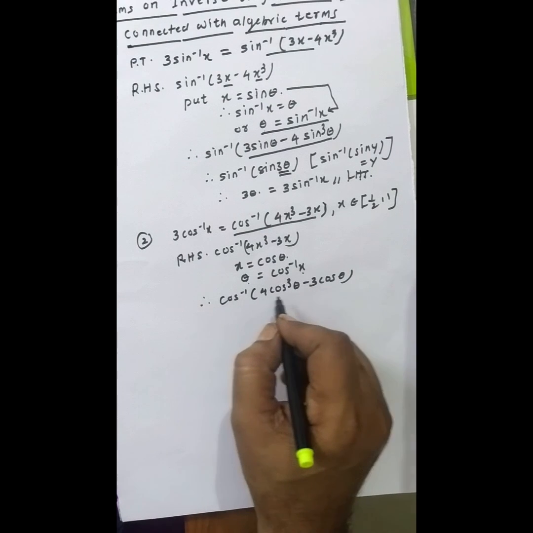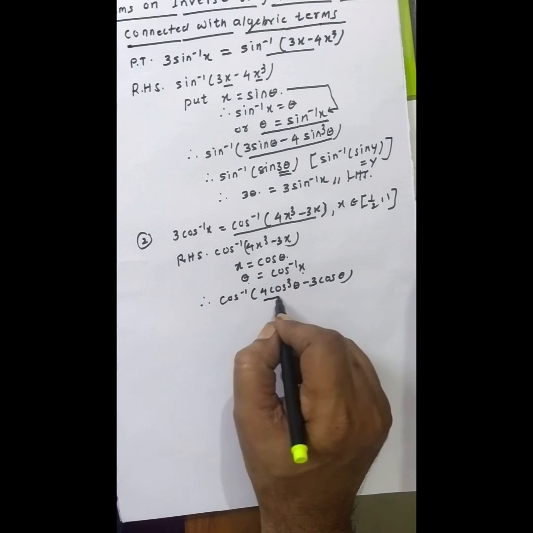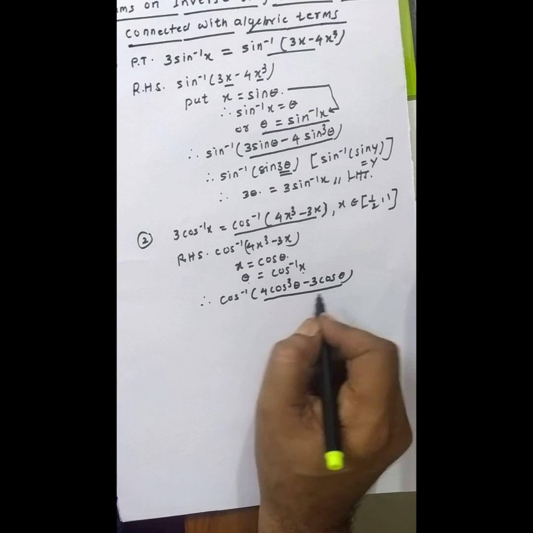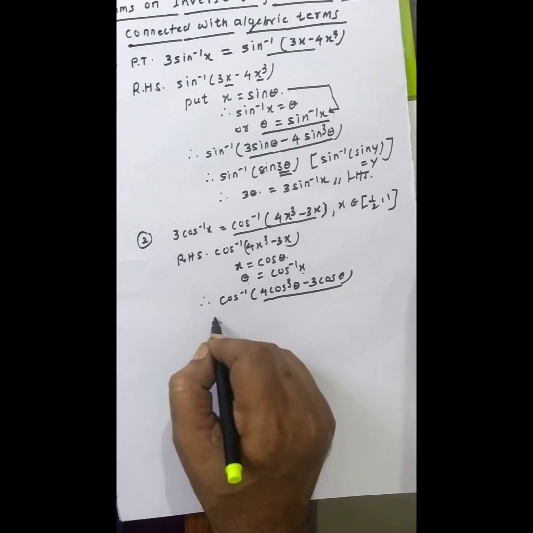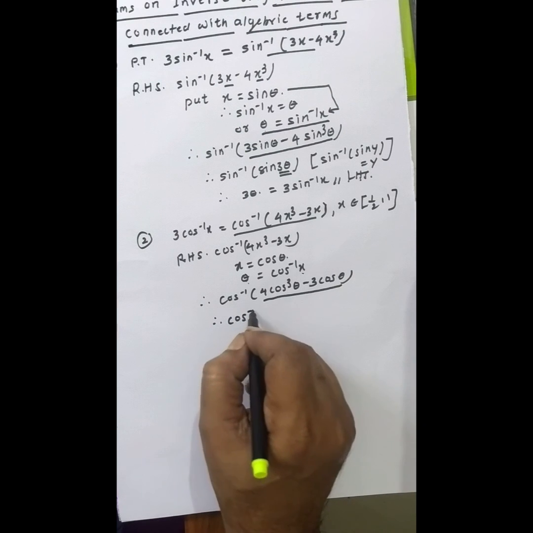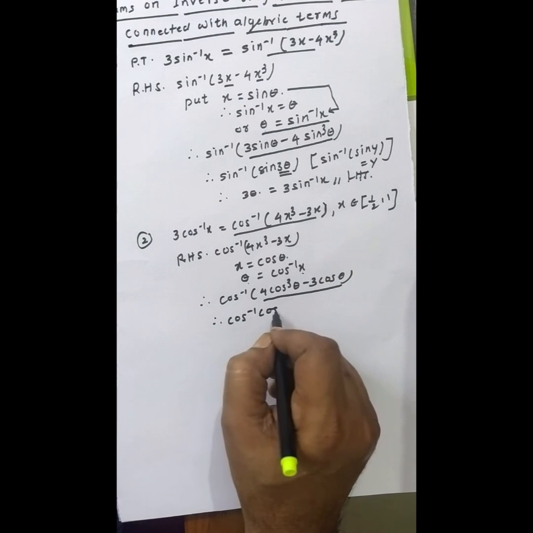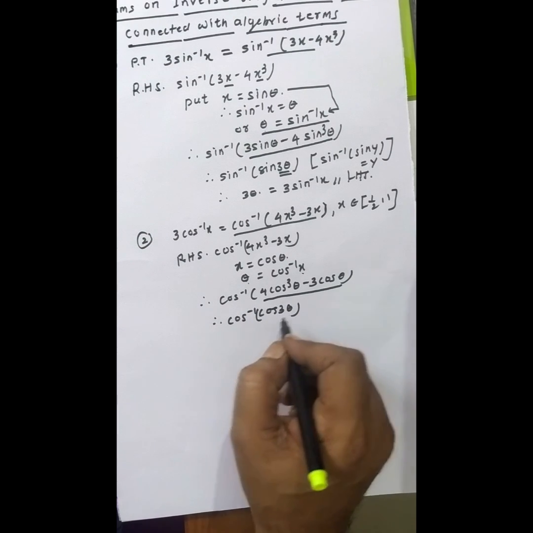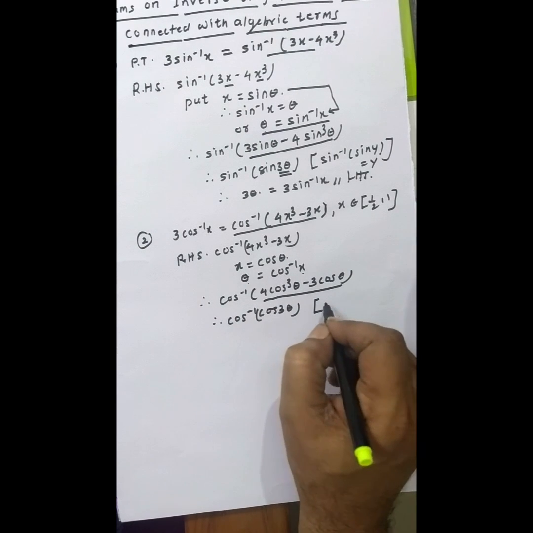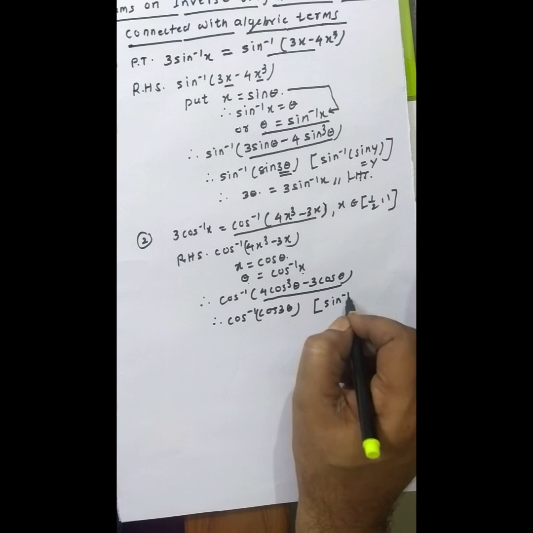Now 4 cos cube theta minus 3 cos theta is the expansion of cos 3 theta. So we can write, therefore, this is cos inverse of cos 3 theta, because 4 cos cube theta minus 3 cos theta is cos 3 theta. Again, this is like sine inverse of sine y.